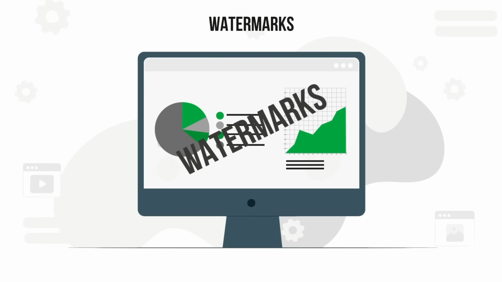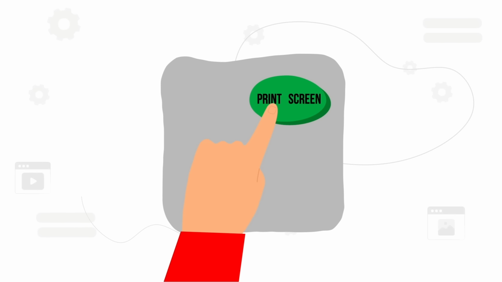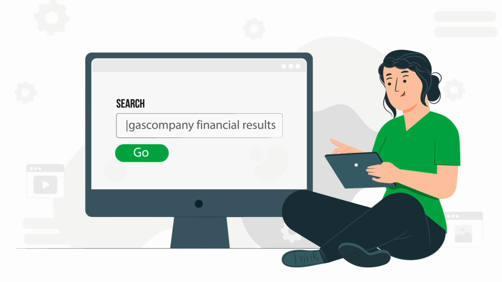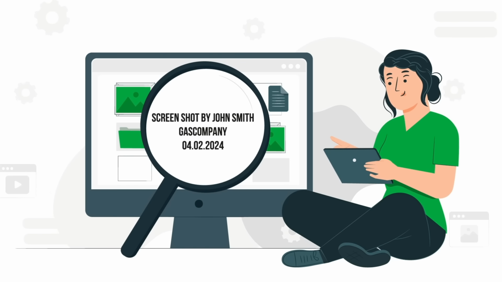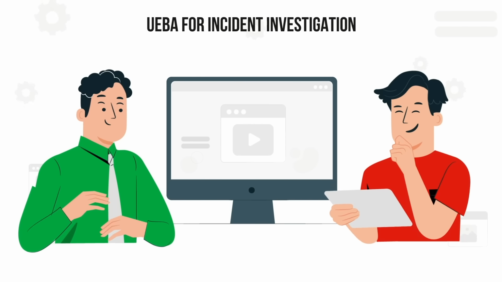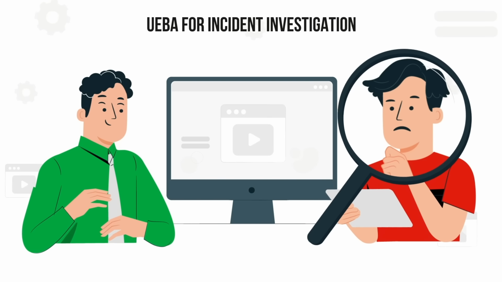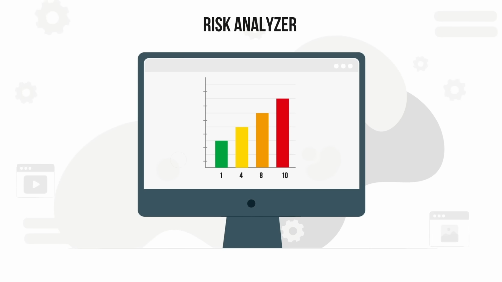Watermarks. Whenever a file is leaked, including when a print screen is created, the software watermarks the image. If the image ends up in the public domain, watermarks help to identify who leaked the confidential information and when it happened. The User and Entity Behavior Analytics set of tools in Kickidler DLP helps you investigate incidents and identify the employees involved. Its tools include Risk Analyzer.